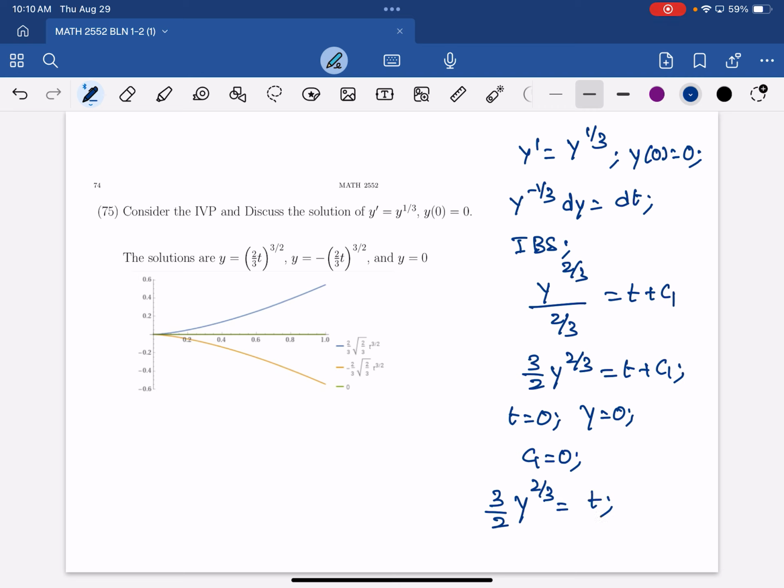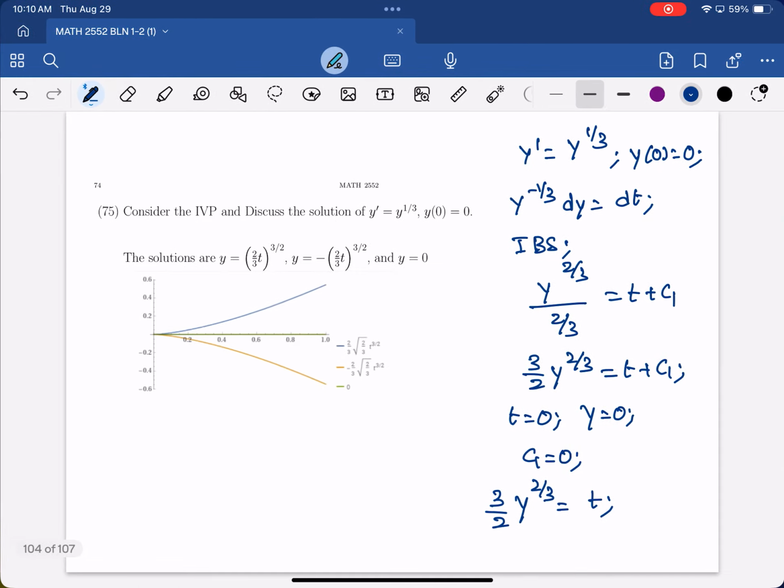Agreed? Yes. Why can't you use integrating factor for this problem? Because it's not linear, but I will circle back to that question in a moment from now. Okay? Is this clear so far?